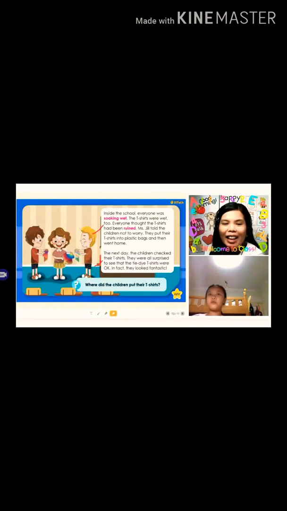Inside the school, everyone was thinking that the T-shirts were ruined, too. Everyone thought the T-shirts had been ruined. Miss Jill told the children not to worry. They put the T-shirts into plastic bags and then went home. The next day, the children checked their T-shirts. They were all surprised to see that the tie-dye T-shirts were okay. In fact, they looked fantastic.